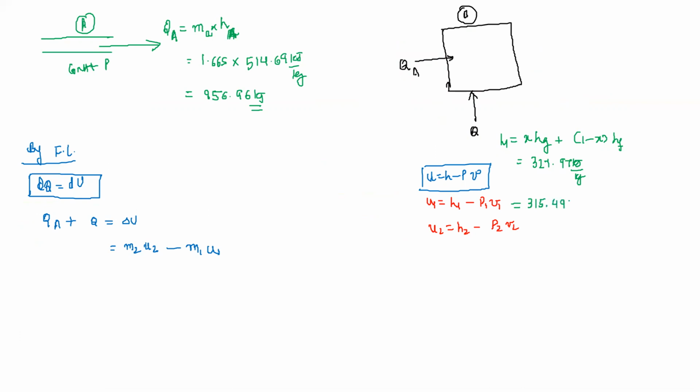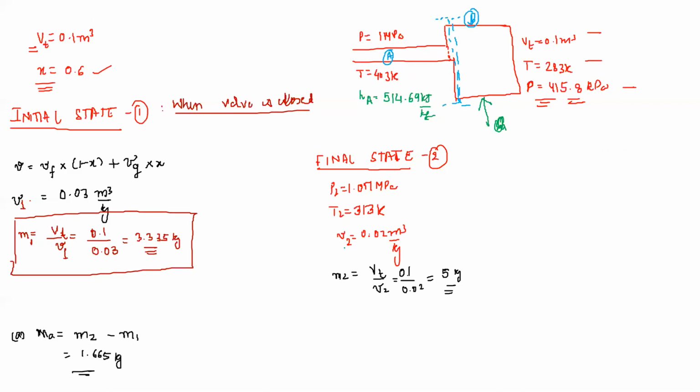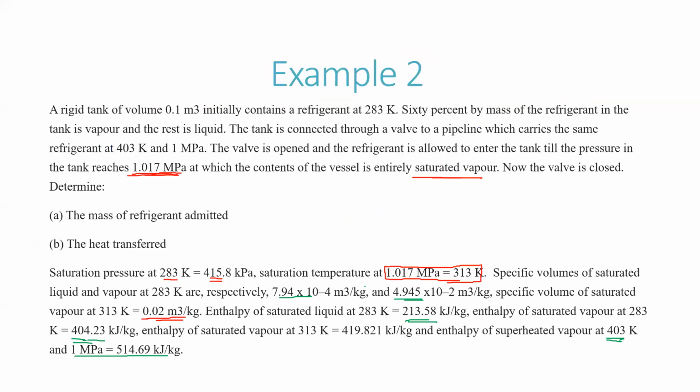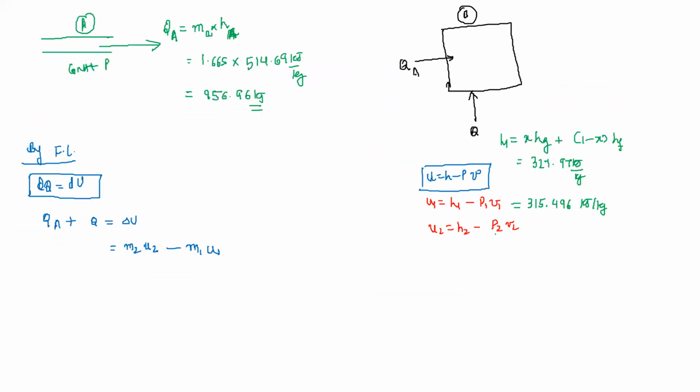0.496 kilojoule per kg. Okay, then U2. For state 2 you have saturated vapor at 313 Kelvin. So that is enthalpy of saturated vapor at 313 Kelvin, 419.821. So H2 we have as 419.821.